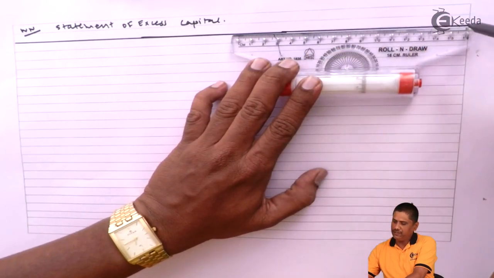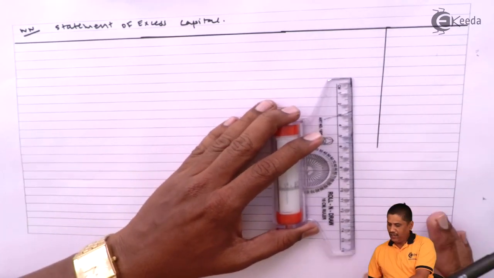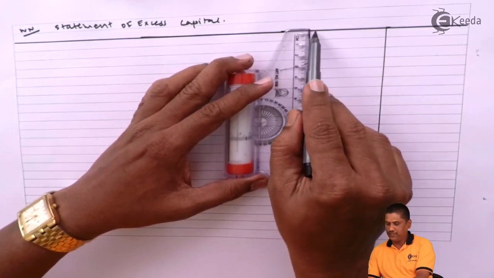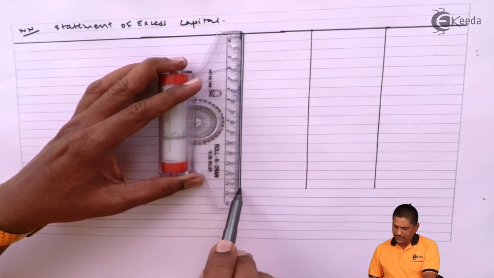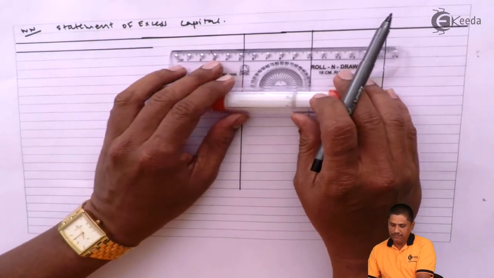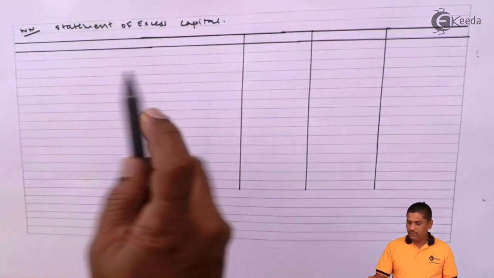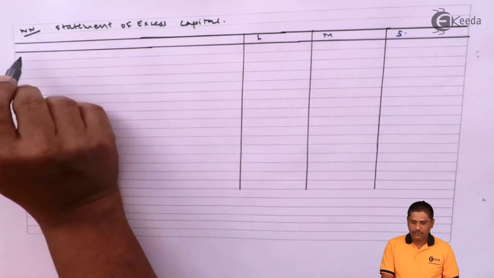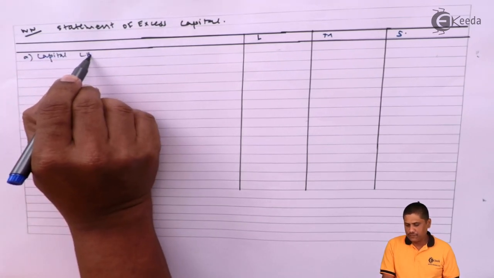Let's see how it will be prepared in this example. In this example, we have 3 partners. The partners' names are L, M and S. So for 3 partners, we have 3 columns. These are the 3 columns for the 3 partners. Now we will write the headings: particulars, and obviously the partners' names, L, M and S. Firstly, note down the capital as per the balance sheet.